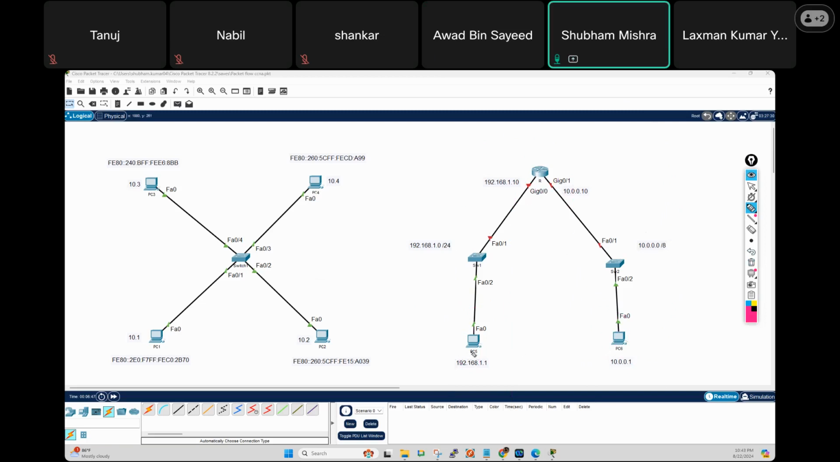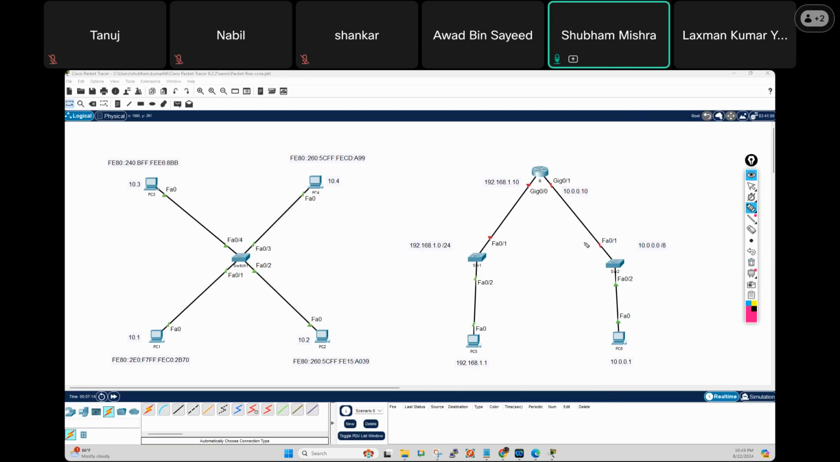So I have PC number 5. On PC number 5, I configure 192.168.1.1. And on this interface, I configure 192.168.1.10. Here I configure 10.0.0.1 and here I configure 10.0.0.10. Clear? So it means this is our 192.168.1.0 network and this is our 10th network. Okay. Now the question is, who can tell me the answer?